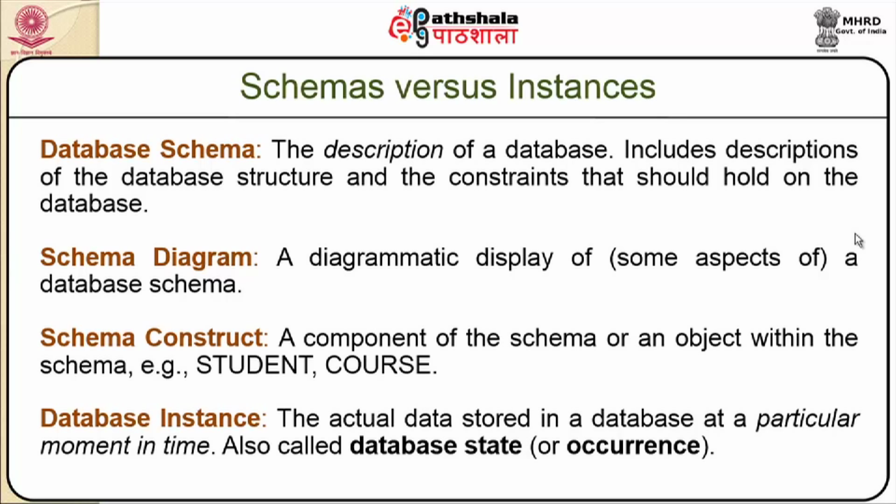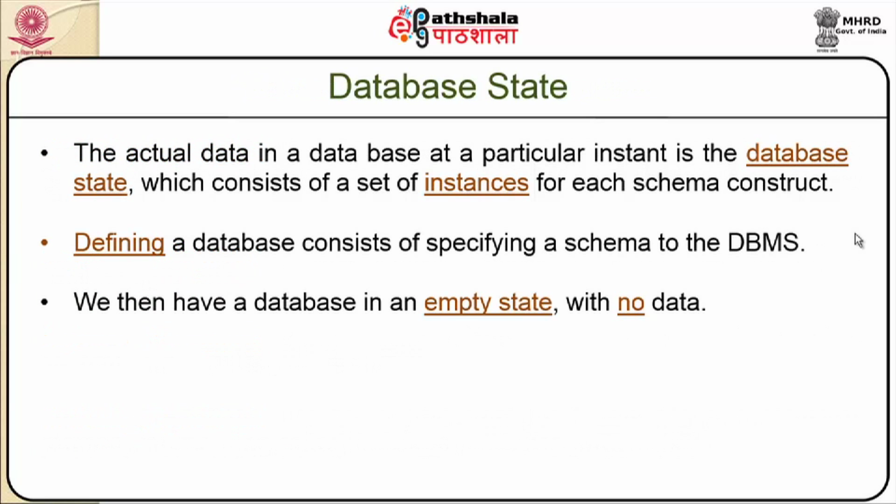The last key term that we are about to introduce is database instance: the actual data stored in the database at a particular moment in time. This is also called the state of a database. To talk more about the database states, the actual data in the database at a particular instant is the database state, which consists of a set of instances of each schema construct. Anything that we define as a schema construct relating to a set of instances at that particular time will actually be a database state. So, defining a database consists of specifying a schema to the database management system.